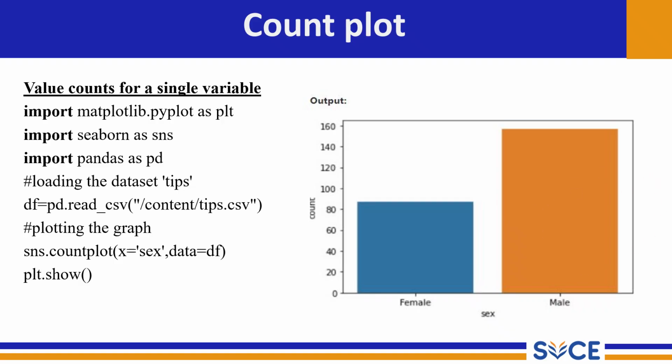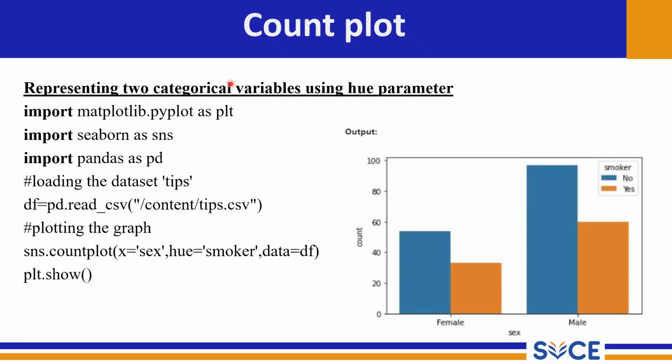And next, this represents two categorical variables using the hue parameter. Okay, so we are importing matplotlib, Seaborn, pandas. First, we are loading the data set, and sns.countplot of x is equal to sex, comma, hue is equal to smoker, comma, data is equal to the data frame. The smoker, whether yes or no. So here I'm representing two categories, female as well as male, whether they are smoking or not. So based on this particular categorical data, we are able to define the values, right?